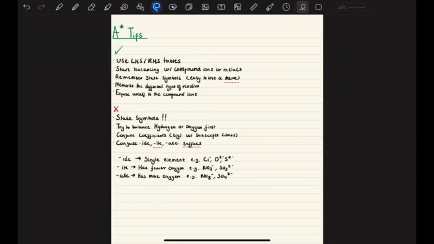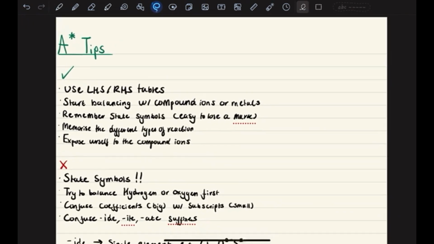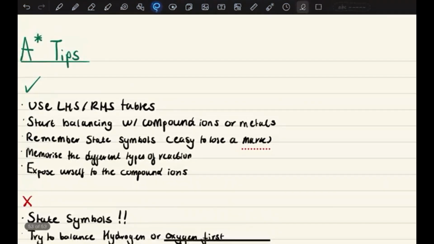Okay, so we're coming towards the end of the lesson, and you know what that means? It is A-star tip time. What would I definitely do for this topic? Look, the left-hand side, right-hand side thing is a bit long, especially if you think, oh, look, I've just seen that, I know what the answer is. But honestly, I'd say use it. You don't want to think that you know it, make a silly mistake, and then drop easy marks in the exam. Definitely use the tables. Start with balancing the compound ions and metals. So, for example, if you see a nitrogen in there, start by balancing that. You do not want to start with hydrogen or oxygen. You will end up confusing yourself.